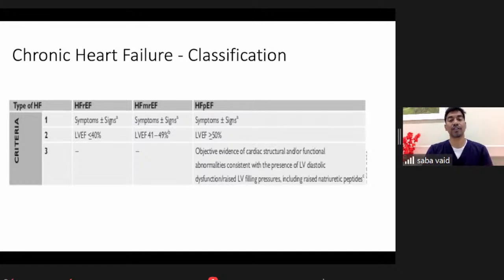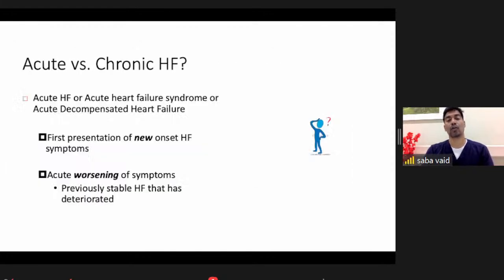So that is one reason this third category has come into play, called heart failure with preserved ejection fraction. Now, these are the classifications for chronic heart failure. And it's very important for you to understand this because these are the patients who present to you for pre-op assessment. It's important that you are sensitive, that you identify what kind of failure they have. And based on that, your perioperative management can be a lot wiser.